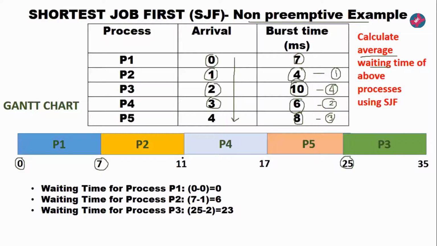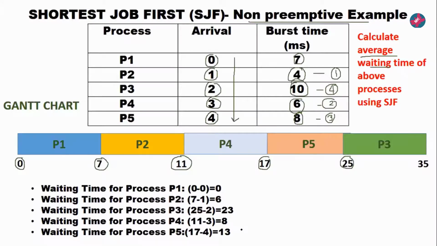And when it started executing at 11 milliseconds. So 11 minus 3, 8. P5 entered the system at 4 milliseconds, and when it started executing at 17 milliseconds. So 17 minus 4, 13.